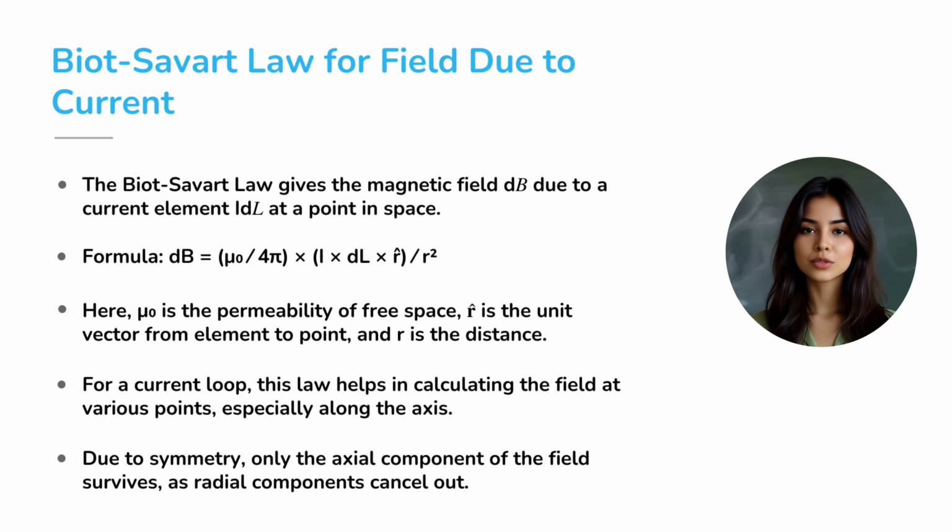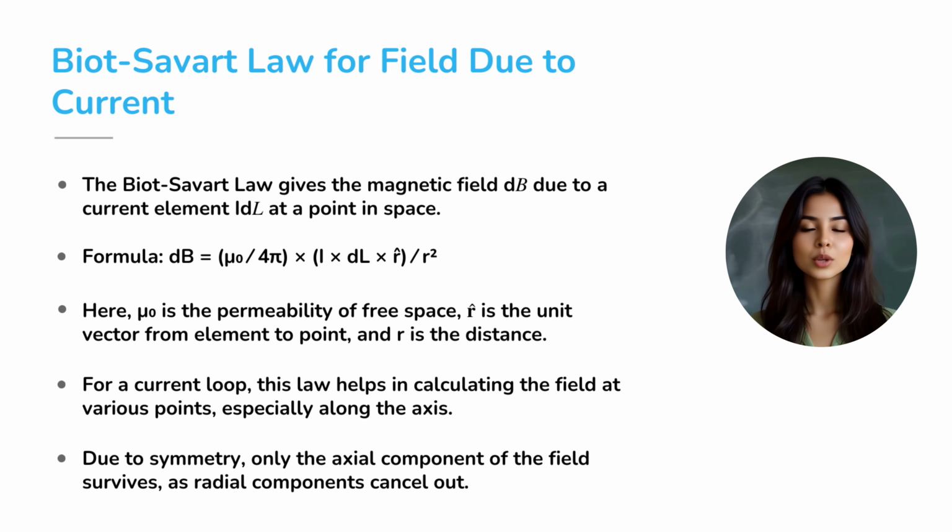To calculate this magnetic field, we turn to a key principle, the Biot-Savart law. It's like the cousin of Coulomb's law, but for magnetism. According to this law, the magnetic field dB at a point in space due to a current element I dL is given by this formula: dB equals mu naught divided by 4 pi multiplied by I dL cross r hat over r squared. Here, mu naught is the permeability of free space, r is the distance from the current element to the point, and r hat is the unit vector in that direction.